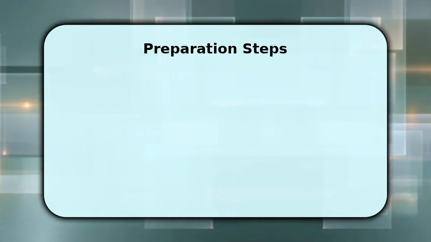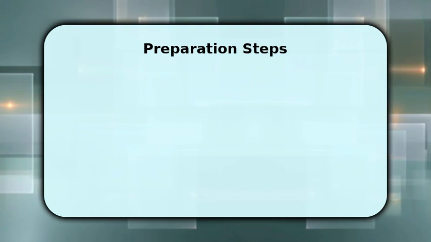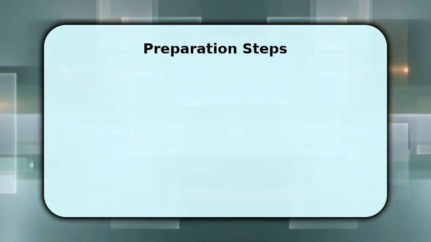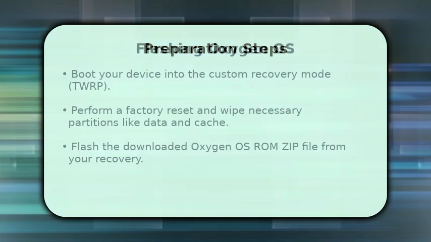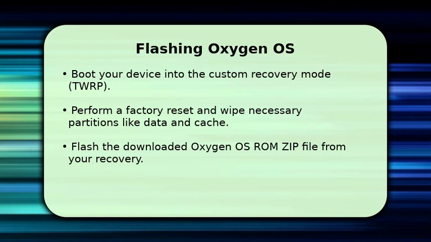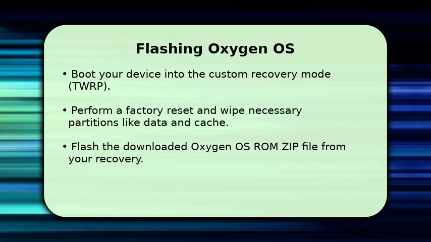Lastly, enable USB debugging and OEM unlocking within your phone's developer options, which are necessary for the next steps. Now let's move on to flashing Oxygen OS. First, boot your device into the custom recovery mode, typically TWRP, using specific button combinations.